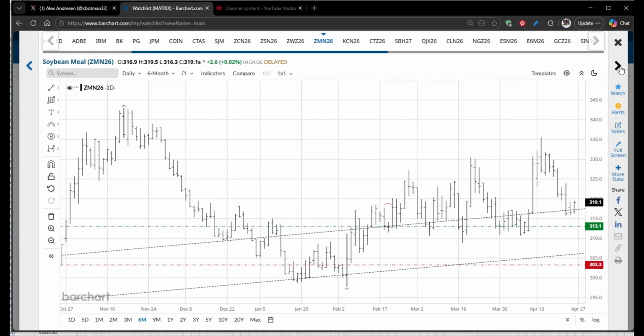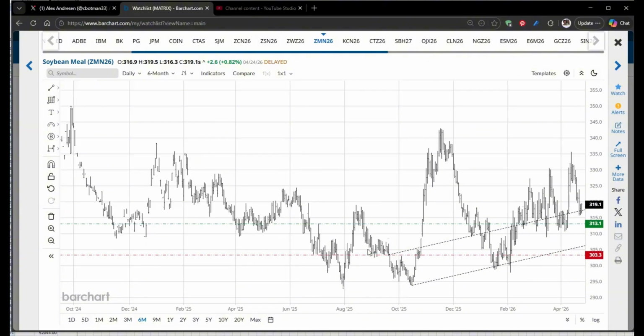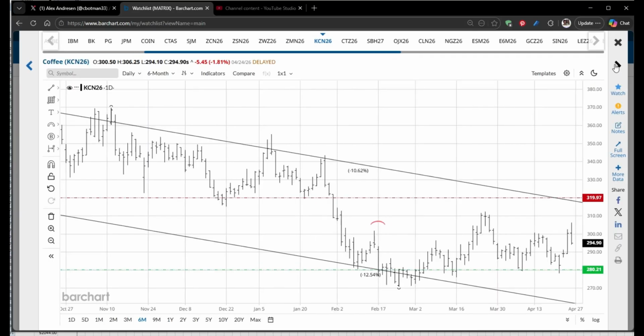Here is the meal, again the biggest component of the beans. The $1,700 margin is definitely doable, but you can see it just hasn't gone anywhere. We did have the previous solar eclipse down in here, and it did work, right? It had a pretty good reaction. This was the halfway point actually, so that definitely is notable. But it's just a chopper now.